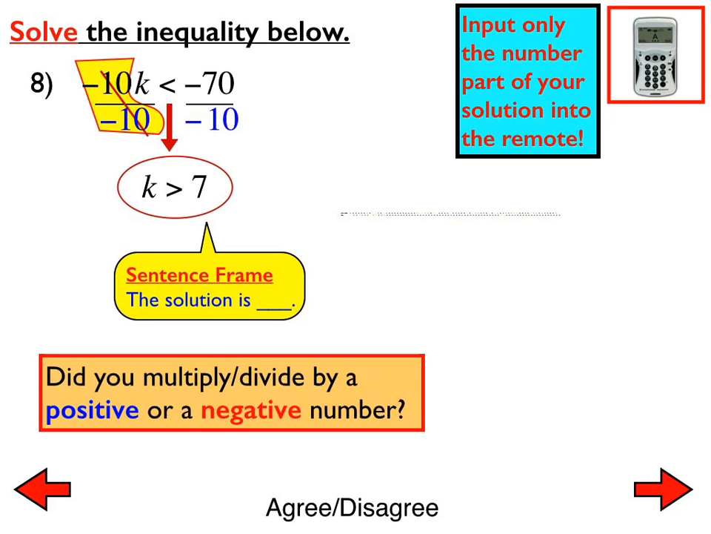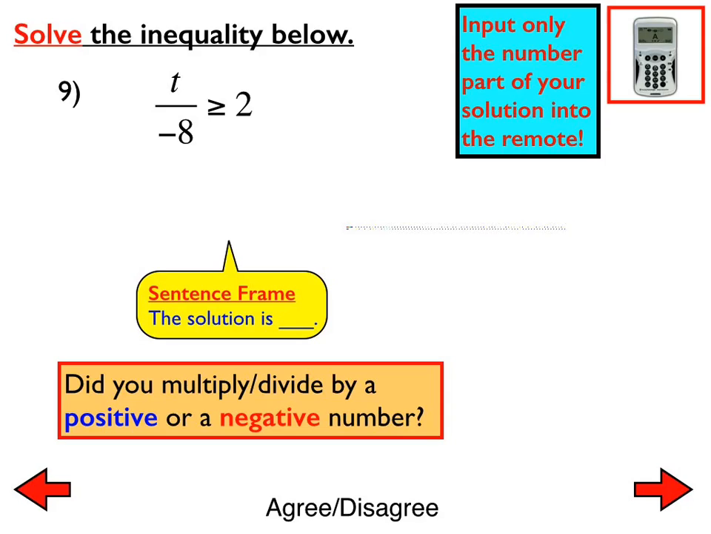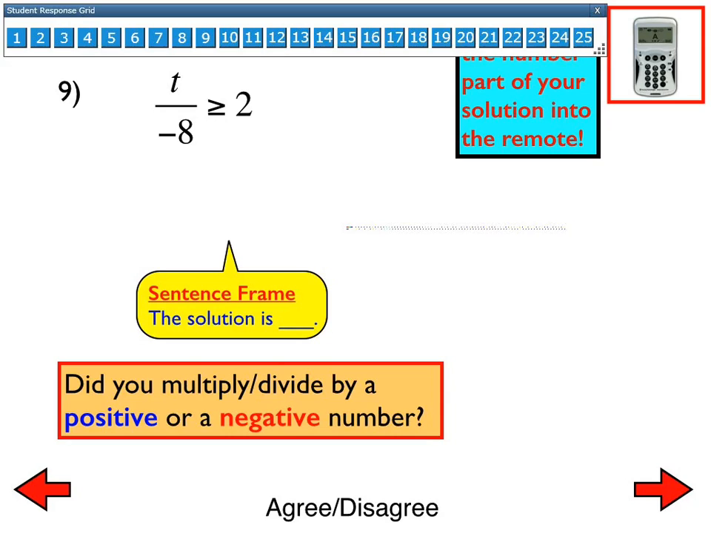All right, let's go to number 9. Same idea as the inputting. In this inequality, we need to multiply both sides by negative 8. Since we multiplied by a negative number, anytime you multiply or divide by a negative number, you must reverse the inequality symbol so that it will be a true statement. So the solution is t is less than or equal to negative 16.